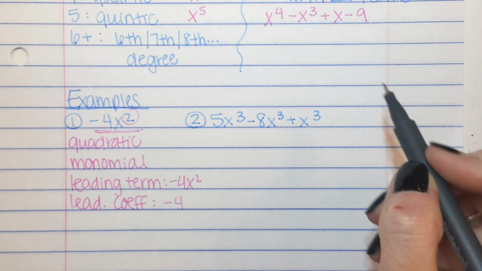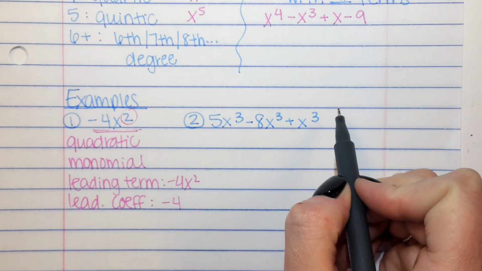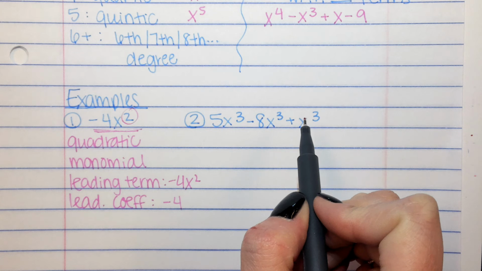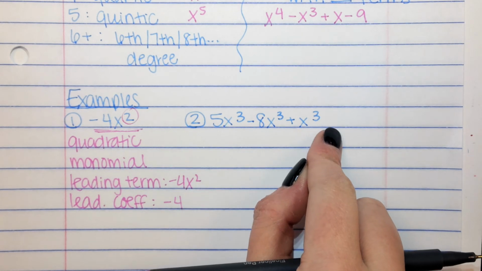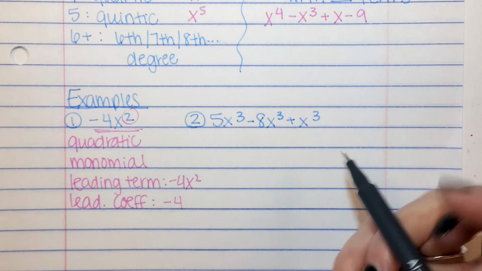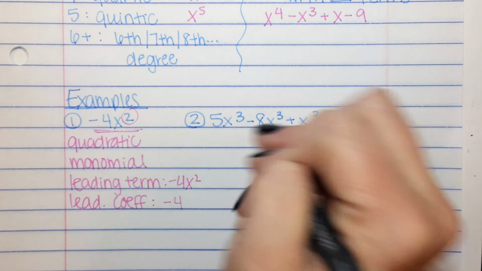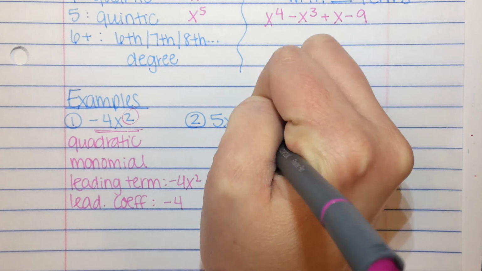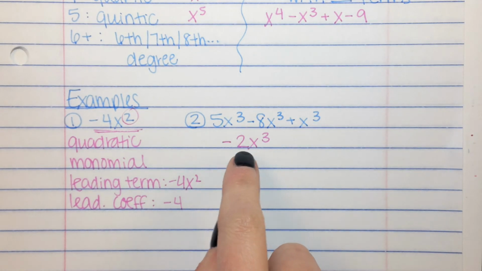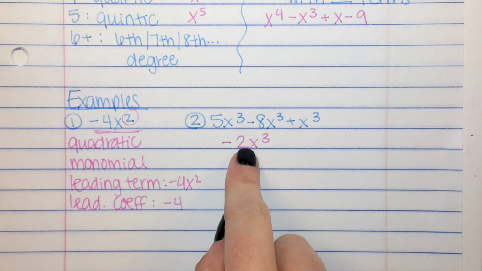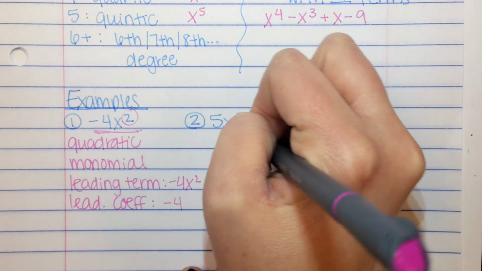So number 2, we have 5x cubed minus 8x cubed plus x cubed. So first we need to see if we can simplify. All of these have x cubed, so that means that we can simplify. So 5 minus 8 is negative 3, plus 1 is negative 2. So negative 2x cubed. Okay, so we simplified. Now we just have a monomial, so it's in standard form. We're good there.